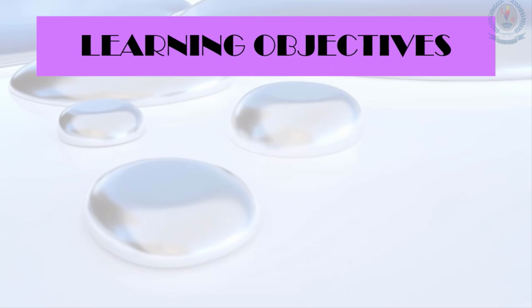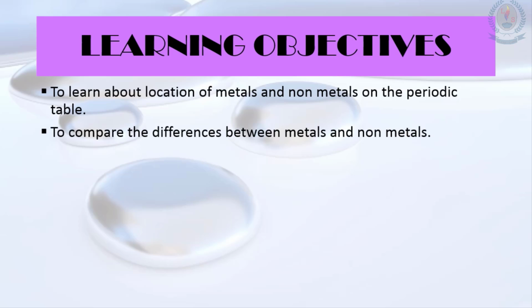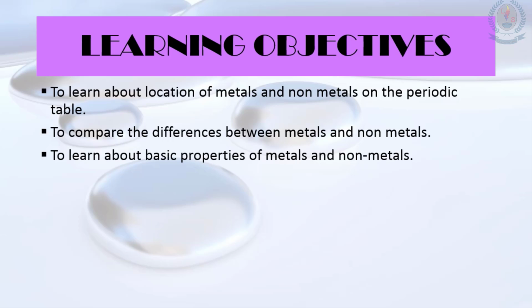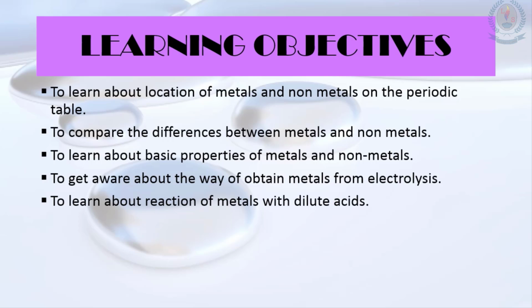Learning objectives of this lesson. At the end of this lesson, you will learn about the location of metals and non-metals on the periodic table. Also, you will learn to compare the differences between metals and non-metals, and about the basic properties of metals and non-metals. You will become aware of the way of obtaining metal from the process called electrolysis, and you will learn about the reactions of metals with dilute acids.